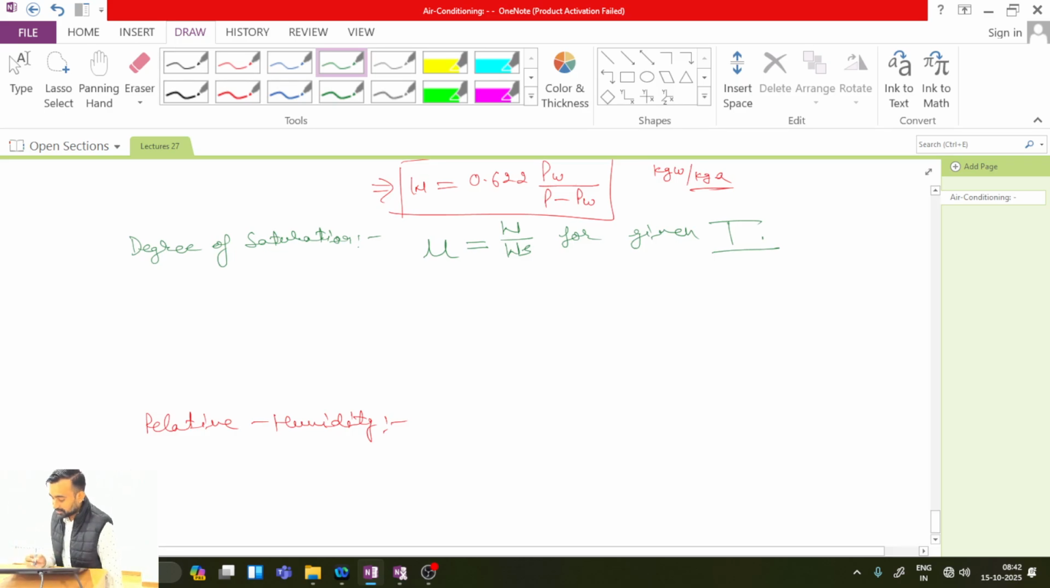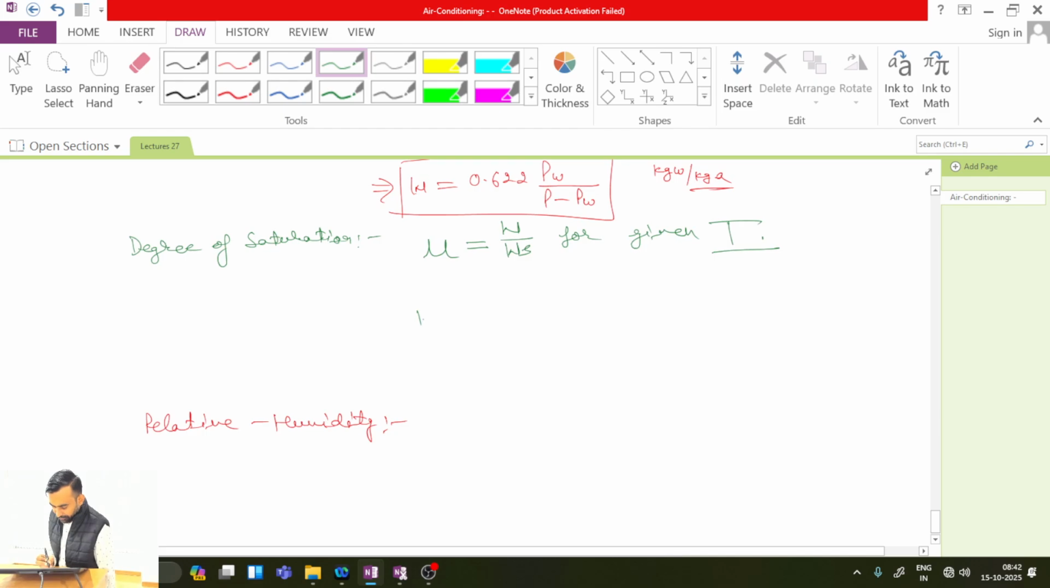Saturated means when PW is equal to PWS. PW or PWS, whatever you want to call. So let me call it PWS. If PW is less than PWS, then air is superheated. Water vapor is superheated, and moist air is unsaturated. But saturated moisture will correspond to PW equal to PWS.